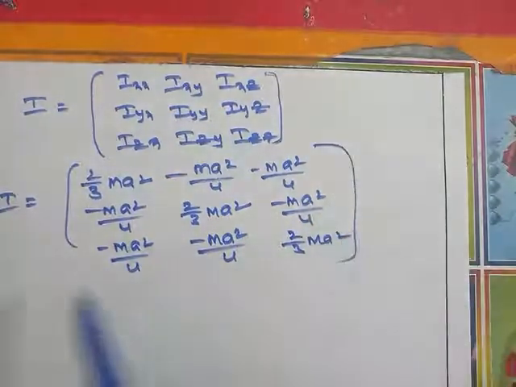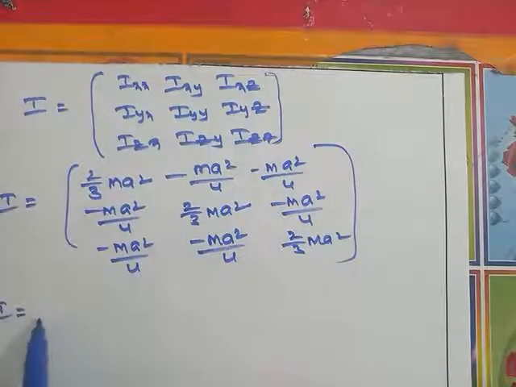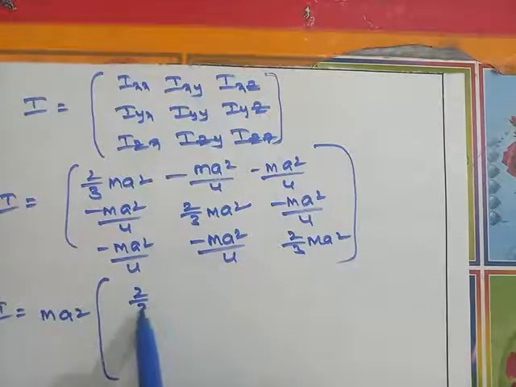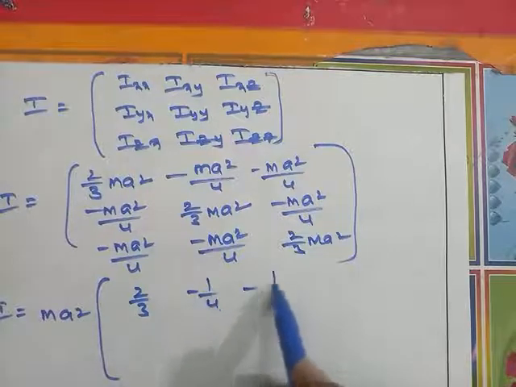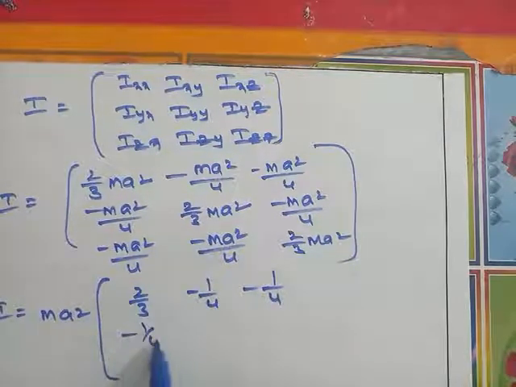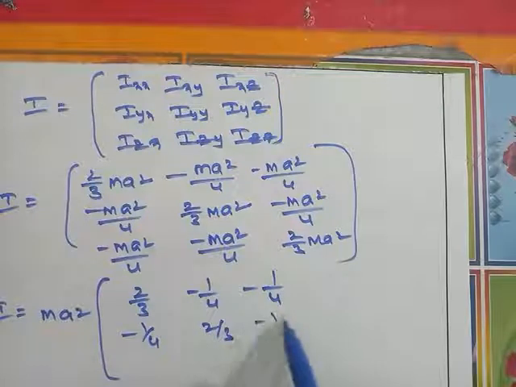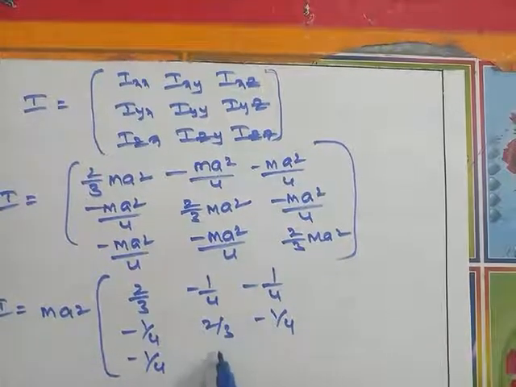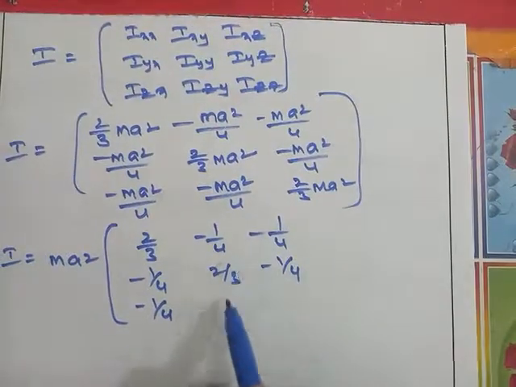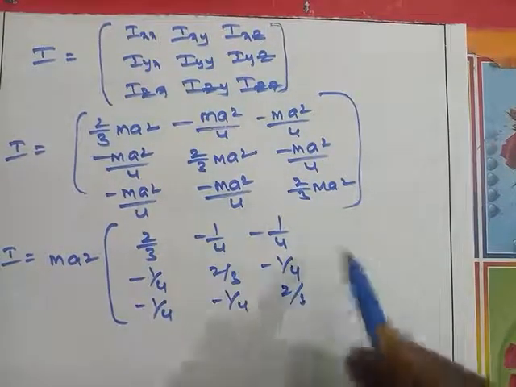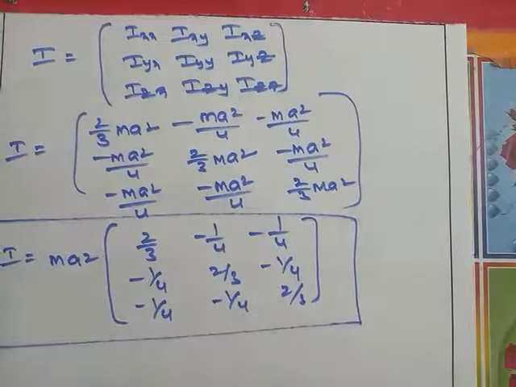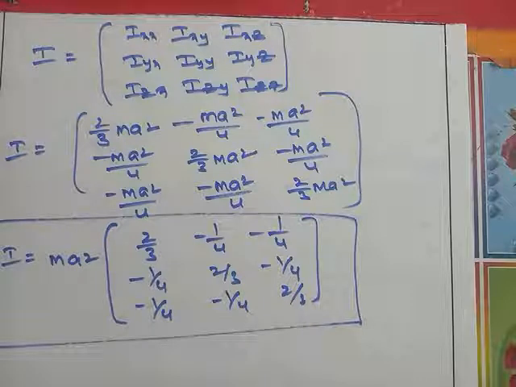And take m a square common. Taking m a square outside the matrix, we'll get here 2 by 3, minus 1 by 4, minus 1 by 4, minus 1 by 4, 2 by 3, minus 1 by 4, and here we'll write minus 1 by 4, minus 1 by 4, 2 by 3. So this is our required inertia matrix tensor. This is our resultant one.